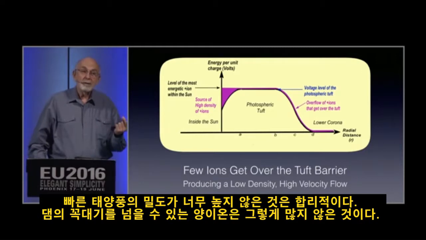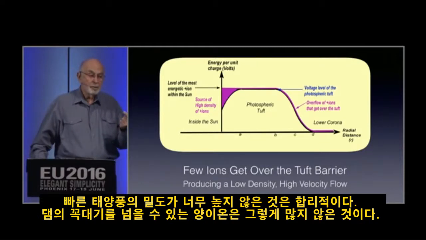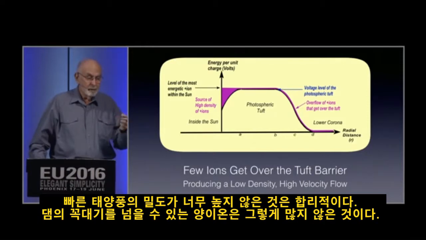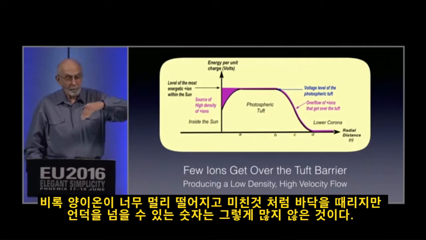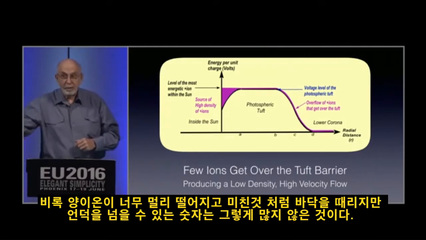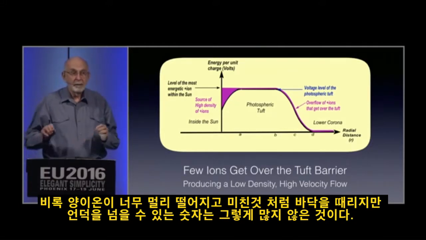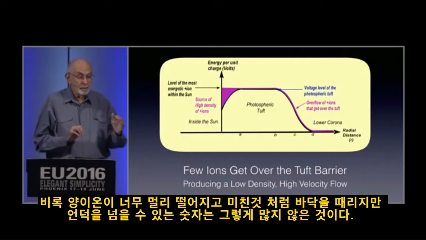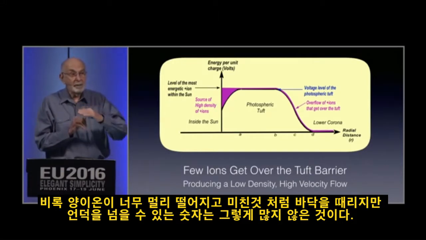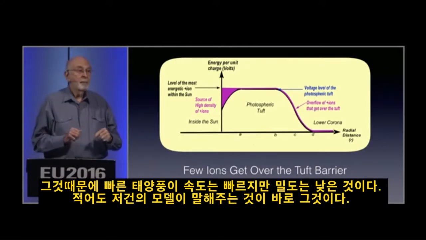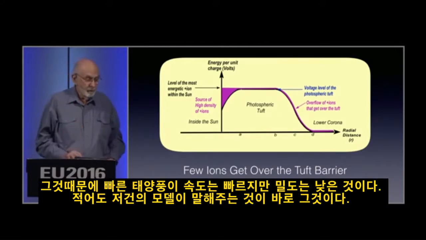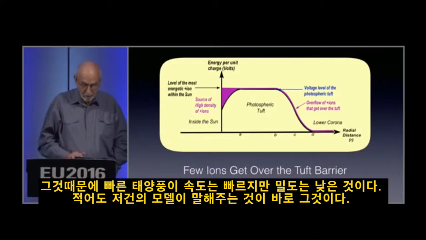It's sort of reasonable that there wouldn't be too much density in that. Not too many of these guys are able to make it over the top. So although they drop far, and they're going like crazy when they hit the bottom, there are not too many of them, because not many of them are able to get over the top of the tuft. So that's the reason why the fast solar wind is fast, but it's less dense. At least that's what the Jurgens model says.